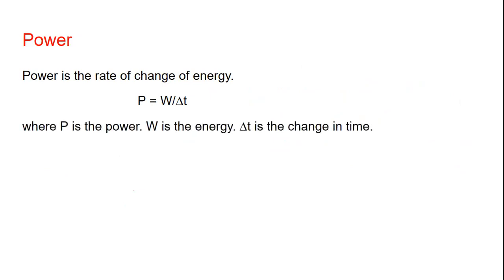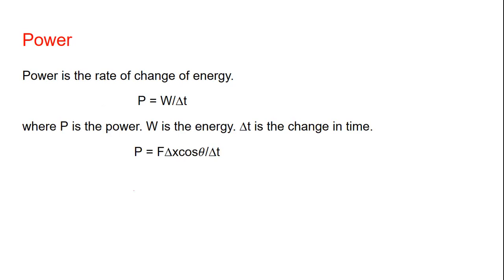Now we look at power. What is power? Power is the rate of change of energy. In other words, it's the work done per unit time by a body or to a body. So P is equal to W divided by delta T, where P is the power, W is the energy, and delta T is the change in time. Work is energy. Like I said, if you push a book from one point to another, or roll a ball from one point to another, work is being done to those things, and as a result, energy is being gained, as we saw in our calculations.